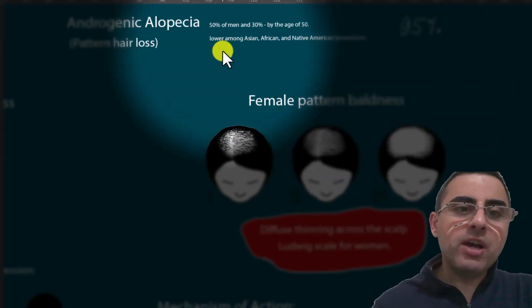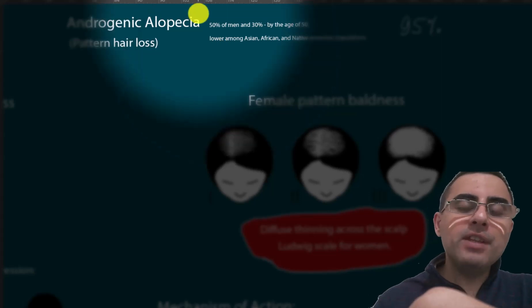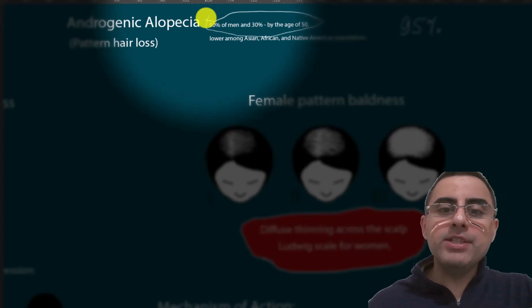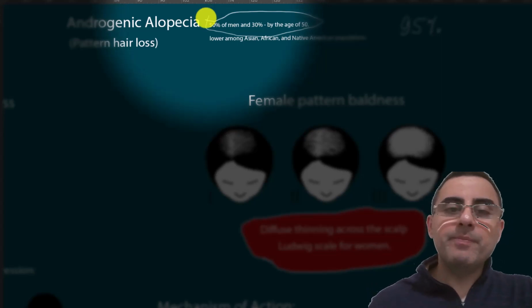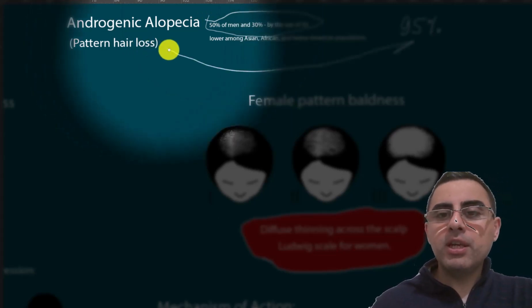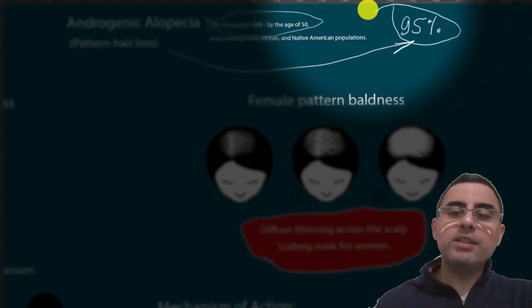Androgenic alopecia, also known as pattern hair loss, affects around 50% of men and 30% of women aged by 50. It is the most common type of hair loss. It is 95% of cases of hair loss.